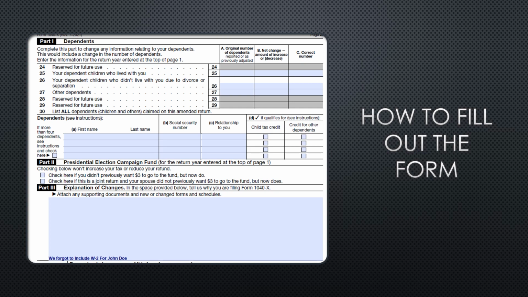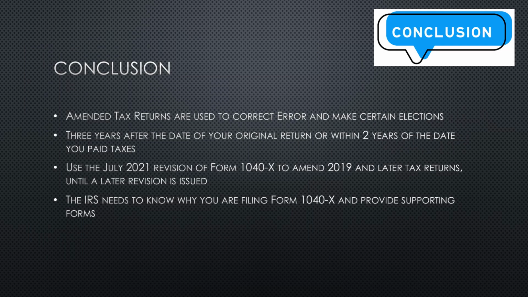So in conclusion, the amended tax return form 1040X is used to correct errors that you've made on previous tax returns and make certain elections. Usually you have up to 3 years from the original return or within 2 years of the date that you pay the taxes. However, there are some cases where there's an exception, like federally declared disasters, combat zones, bad debt, or foreign tax and deductions.